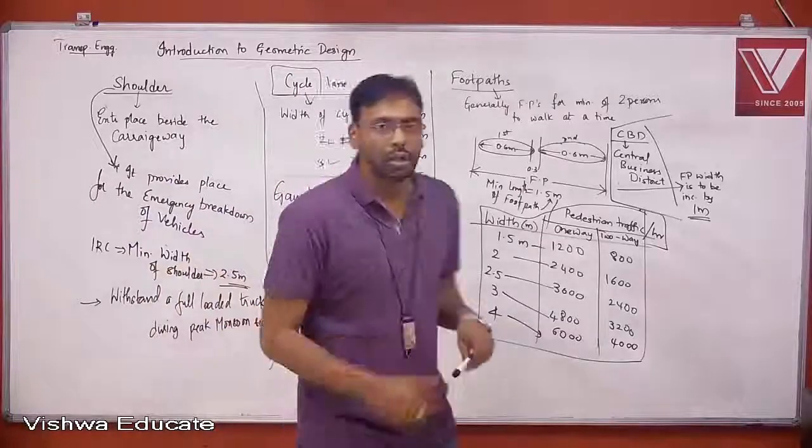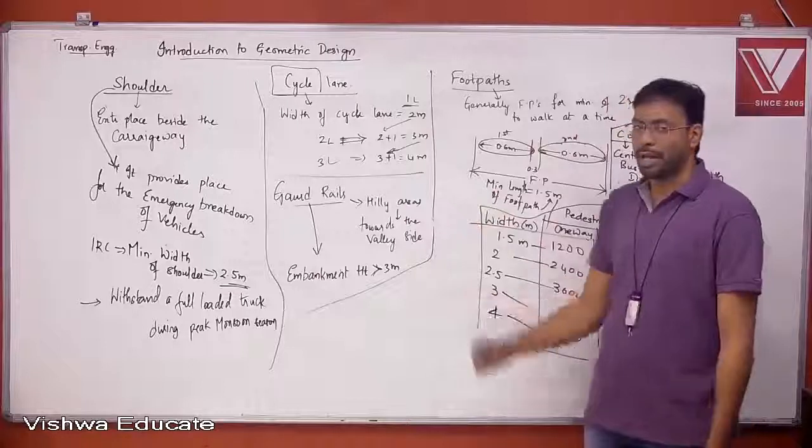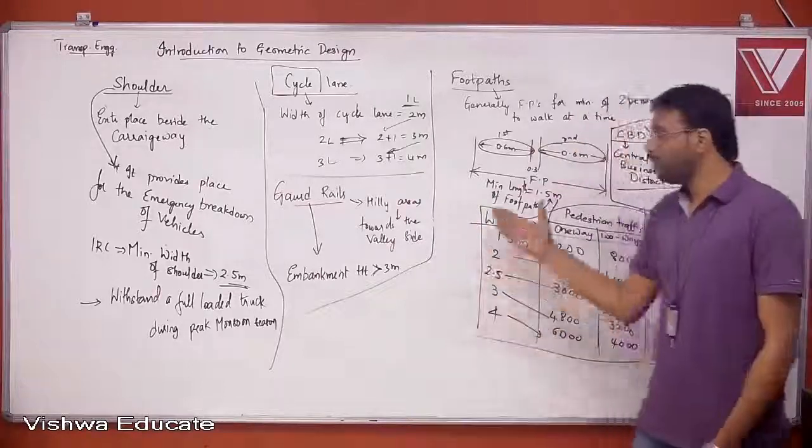So that's about the shoulder, cycle lane, guardrails, and footpaths. Right? You can note it down.